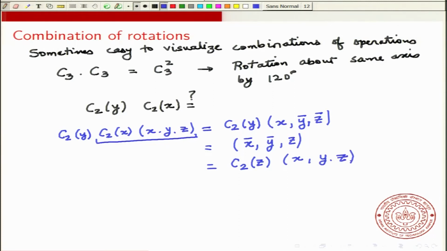Okay. So, what we have shown is that C2y times C2x operated on this point is the same as C2z operated on this point. So, we can write the relation between the symmetry operations: C2y C2x is equal to C2z. This is a very special case where we could easily see the relation between the rotations. And I should emphasize that you cannot always see this. In this particular case we see easily that the combination of these two rotations is another rotation.